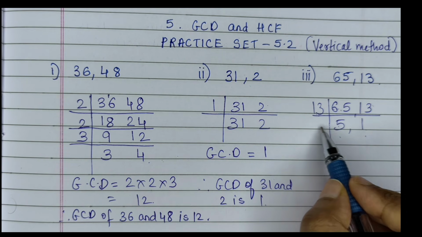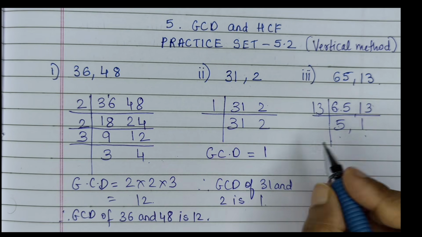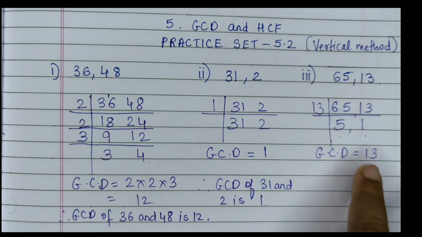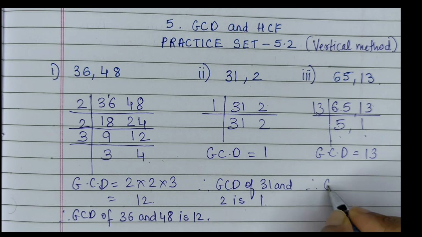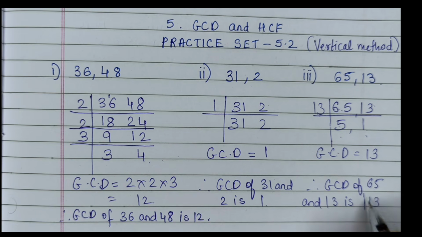Now see, again can we take 5? No, we cannot take 5 over here because we have got 1 over here. So we have to stop this. So therefore GCD is equal to, only 13 is left over here. So GCD is equal to 13. And then you can write, therefore GCD of 65 and 13 is 13 only.